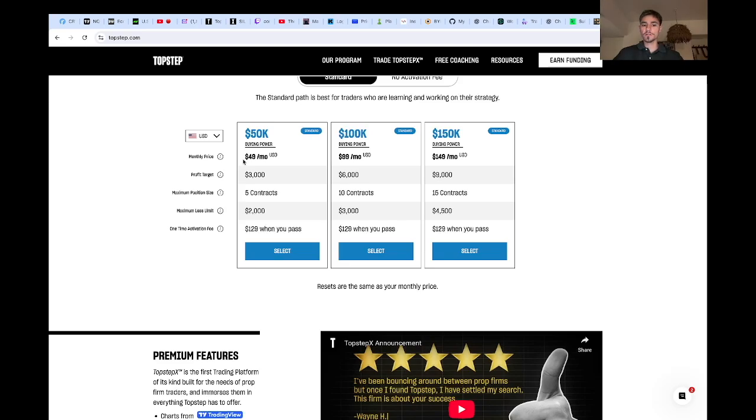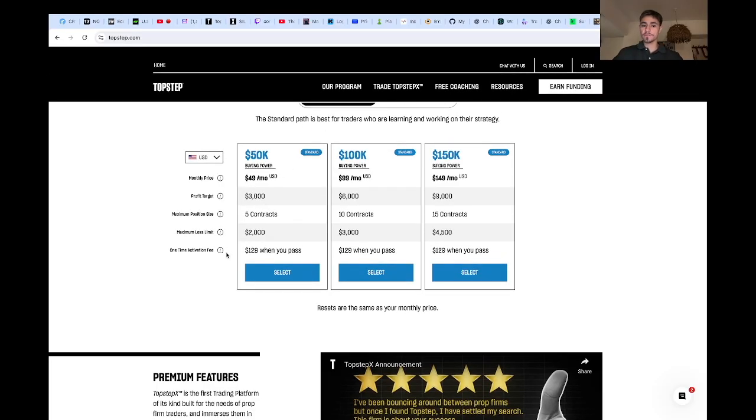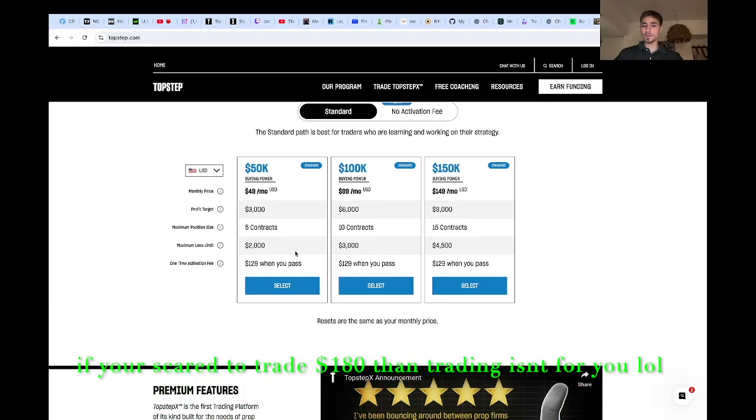Imagine you pay $50 for an account, and now you pass the test. On the standard account, there is an activation fee. You pay $129 when you pass. So let's say all in, you're in 170, 180. That's everything you put in out of your own pocket, your own money.